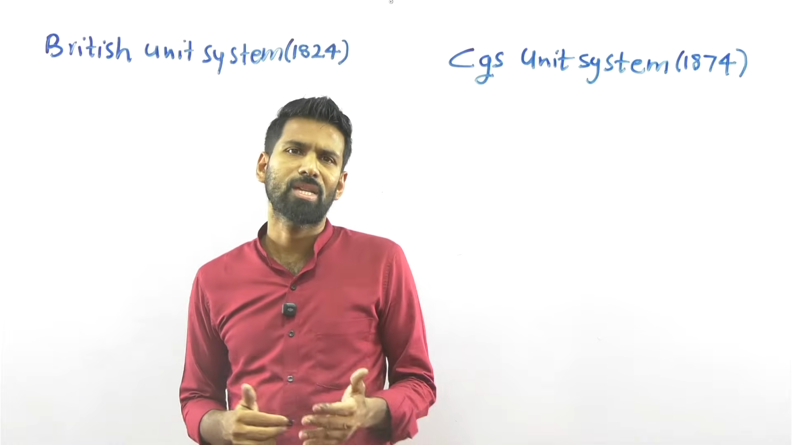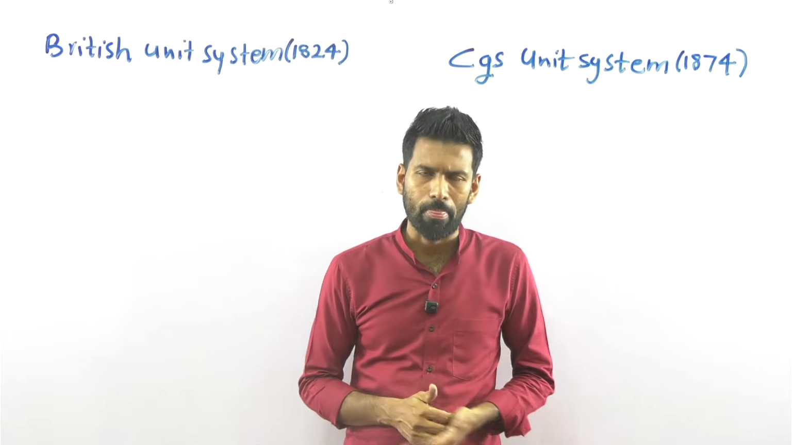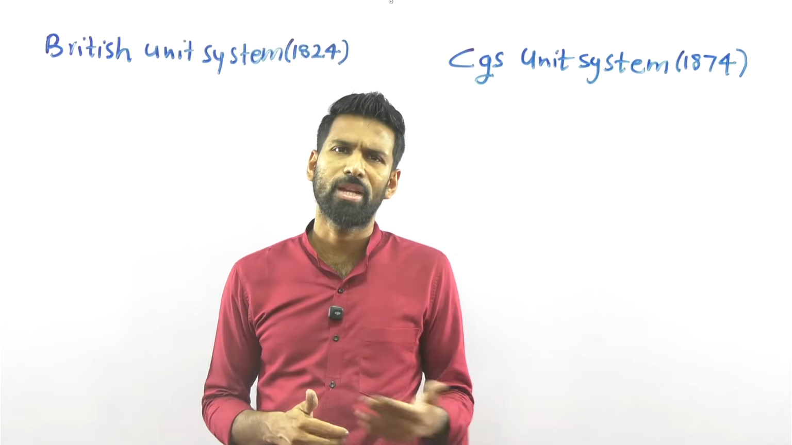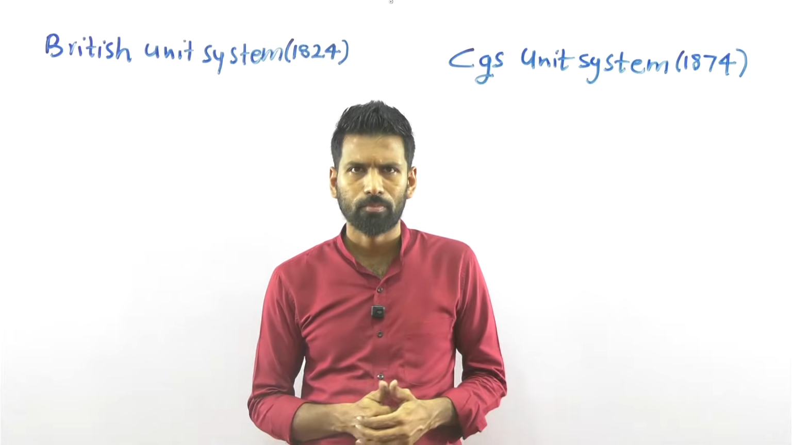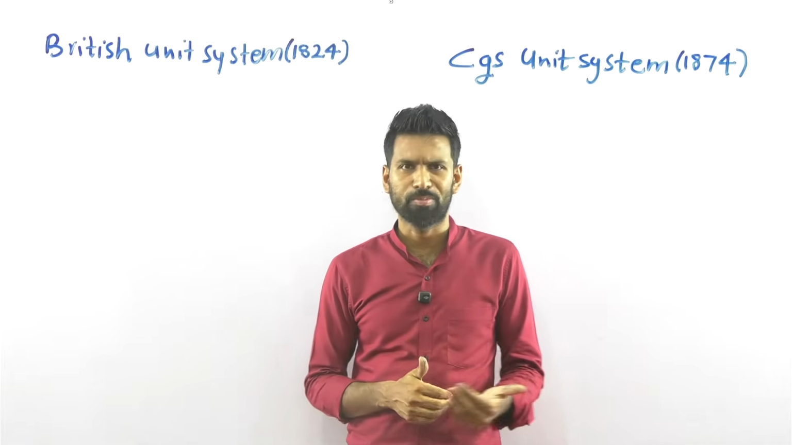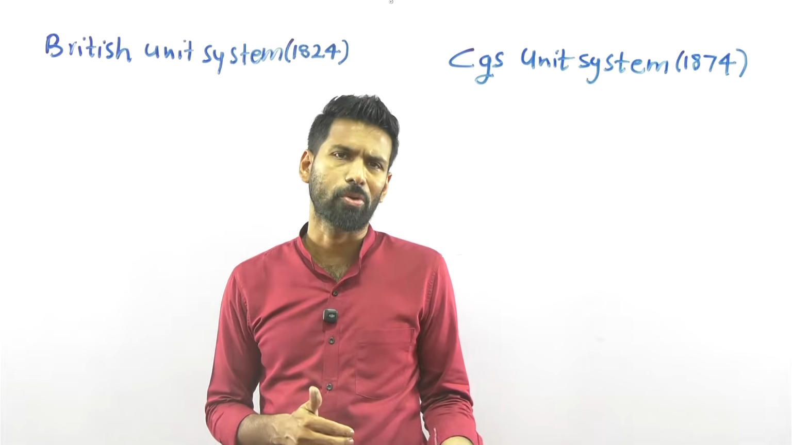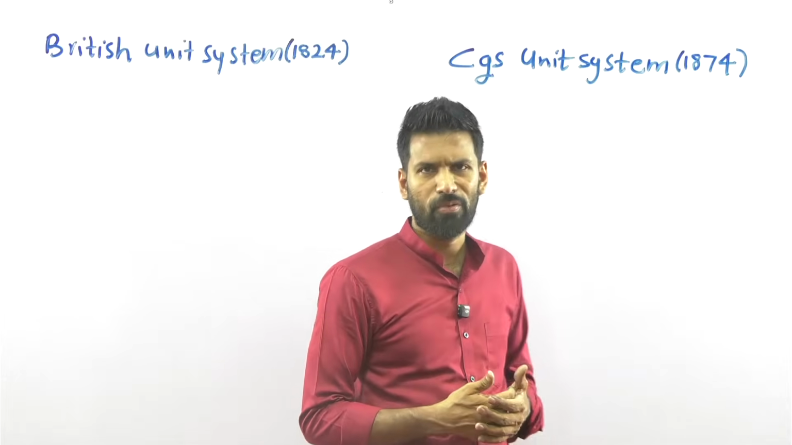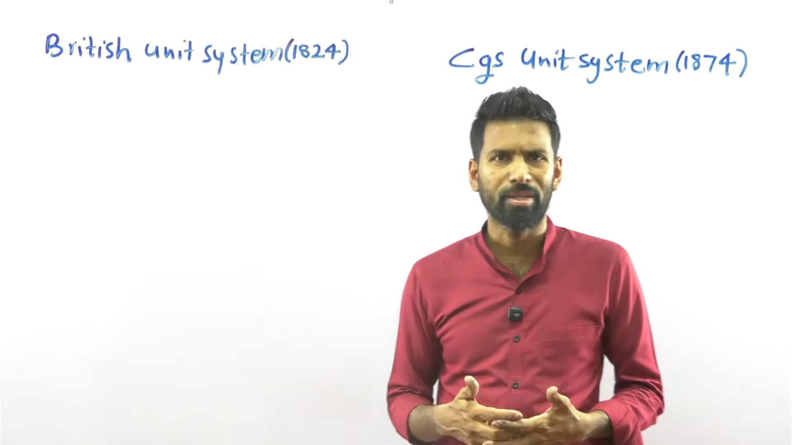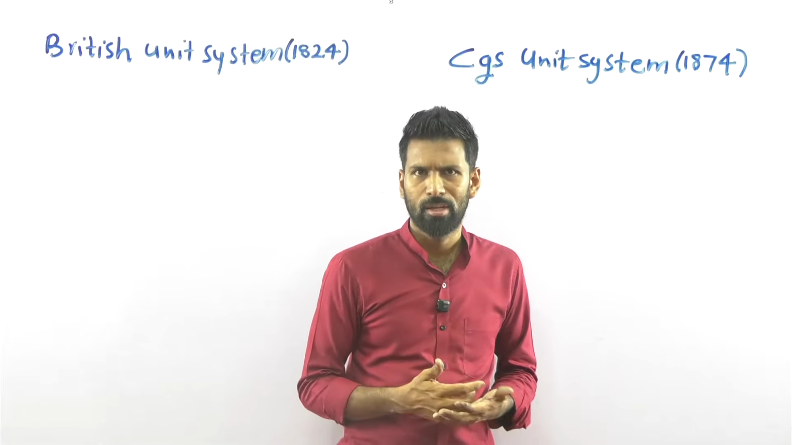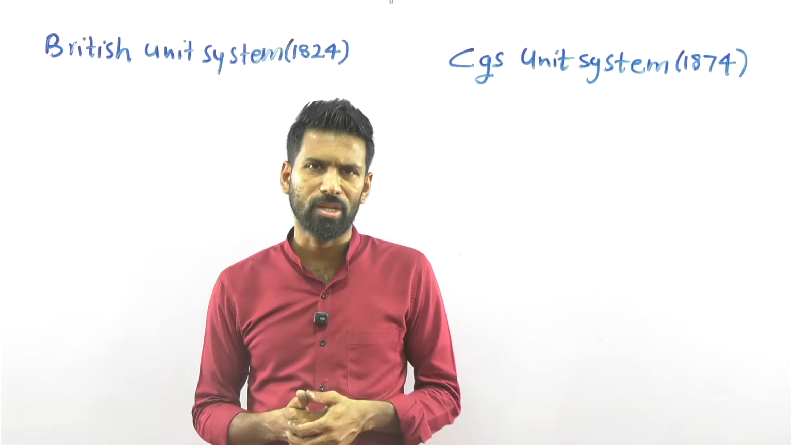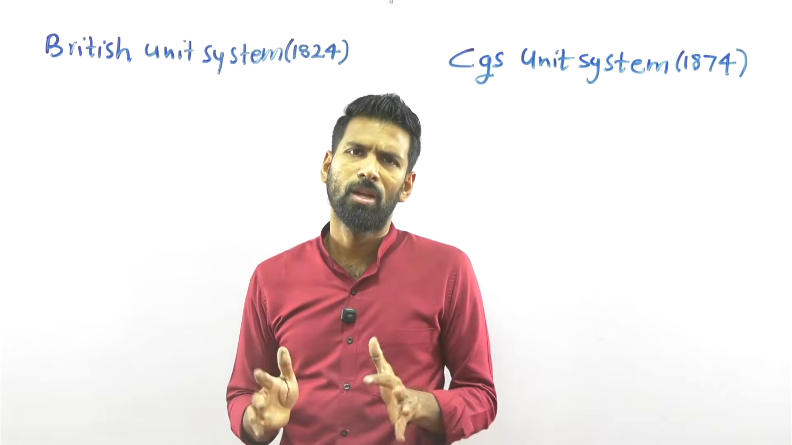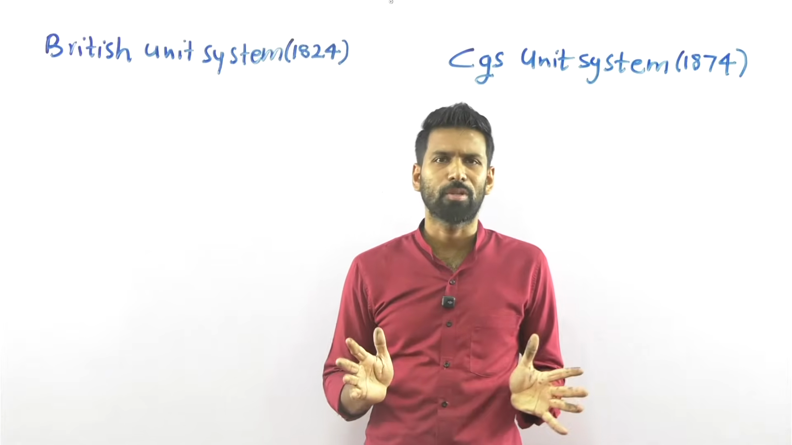So when something is felt to be inaccurate, there's always a replacement in science with a good one. That's how it goes. So there are always new replacement units which are better than the older ones. Especially in the 18th century, two sets of good unit systems were introduced to the world.